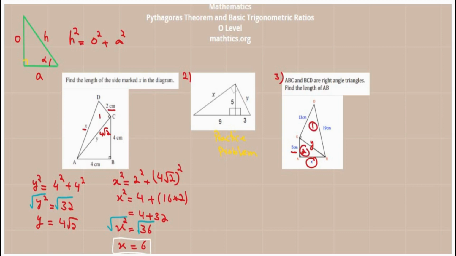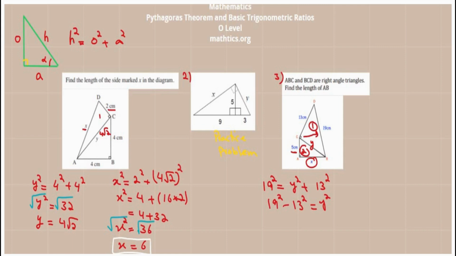So if we consider triangle 1, you can see that this is the hypotenuse side, which is 19. So hypotenuse squared, 19 squared, will be equal to y squared plus 13 squared. So 19 squared minus 13 squared will be equal to y squared. It is not essential that the hypotenuse is always unknown and we need to find another side. We can have any side unknown and we need to calculate it.